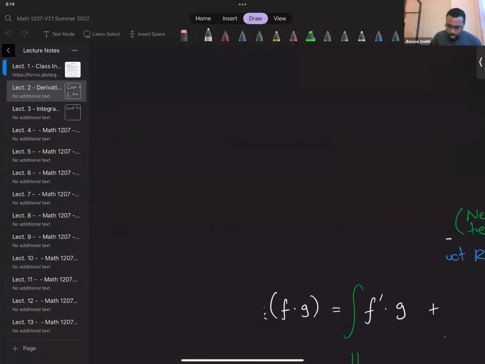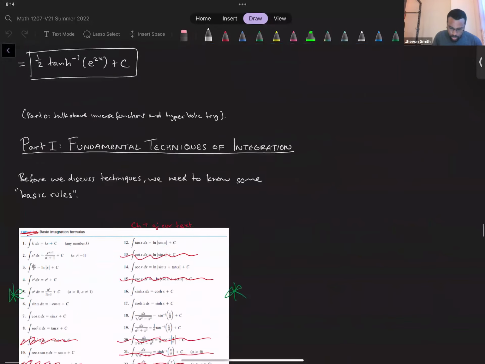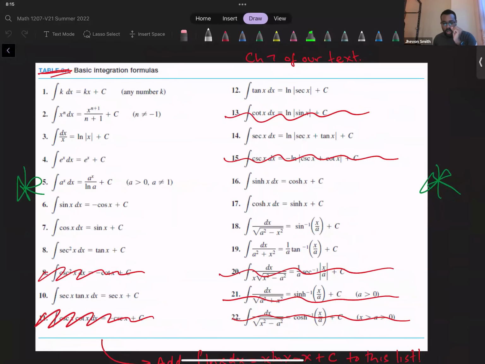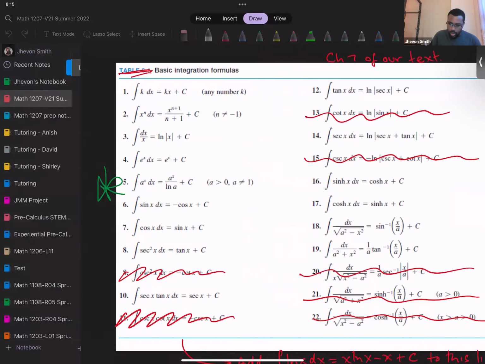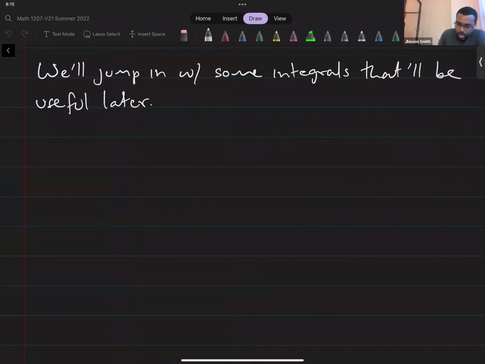Let's see. Which ones am I going to derive? Yeah, so rule 12 and rule 14, those are going to be important. Also, I'm going to derive a rule for you here. I'm going to derive something else that's going to be useful in the future.